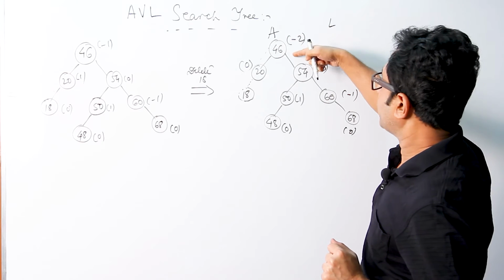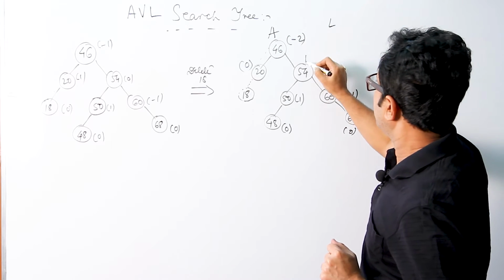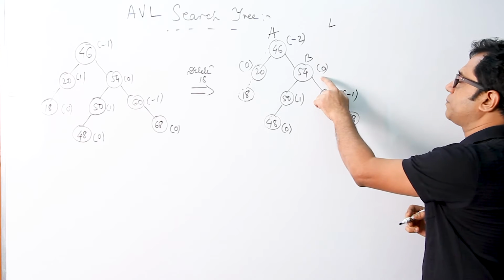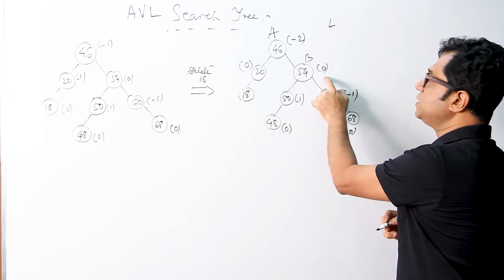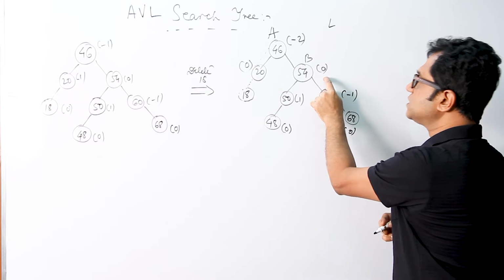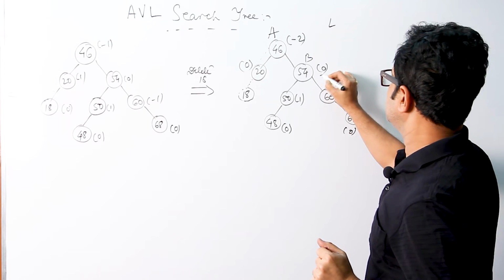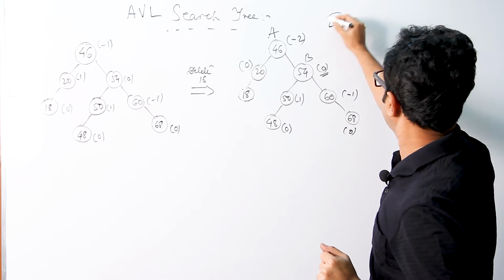For this L rotation, we have to see the immediate right child of A and label it as B and see what is the balance factor of B. The balance factor of B is 0. So the balance factor of B being 0 means we have to perform the L0 rotation.